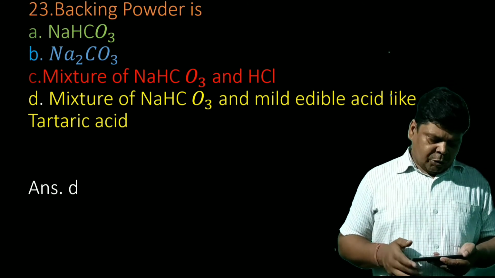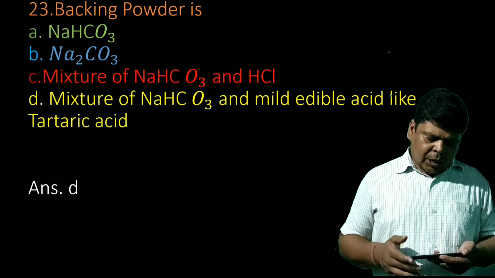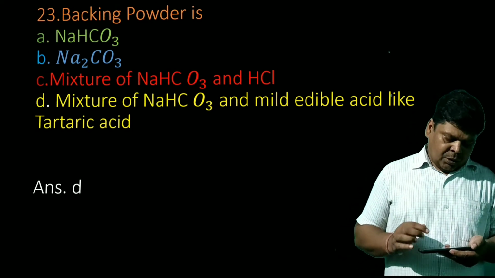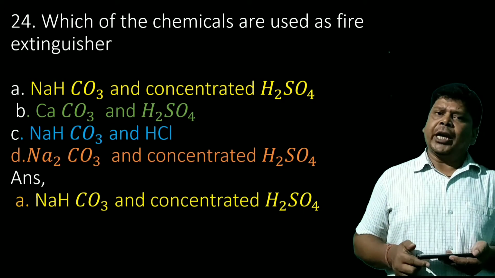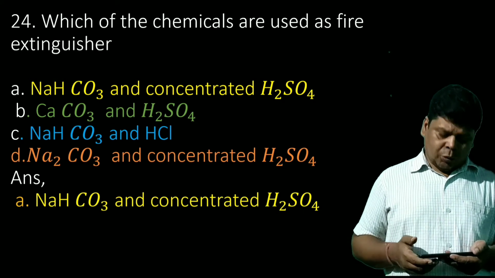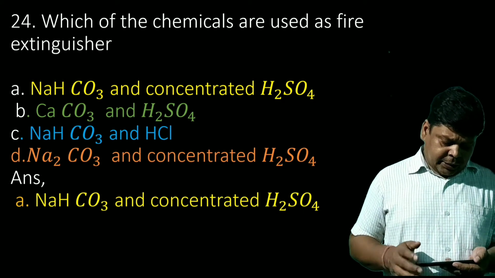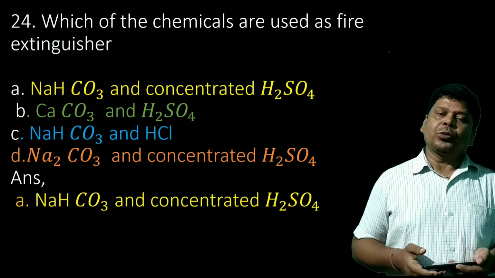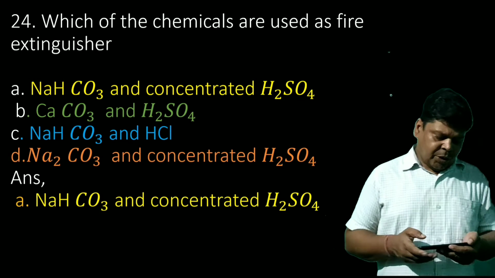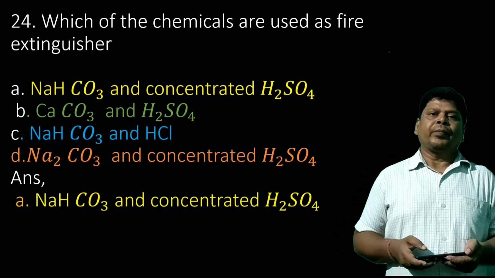Now question number 24. Which of the chemicals are used as fire extinguisher? For fire extinguisher there is sodium bicarbonate, NaHCO3 and concentrated H2SO4 used, and here is first one A, NaHCO3 and concentrated H2SO4. This is the correct answer. A is the correct answer amongst all.